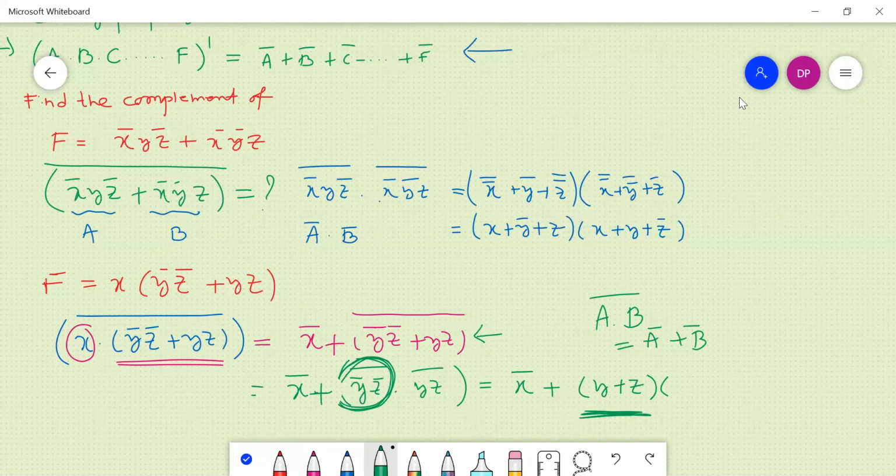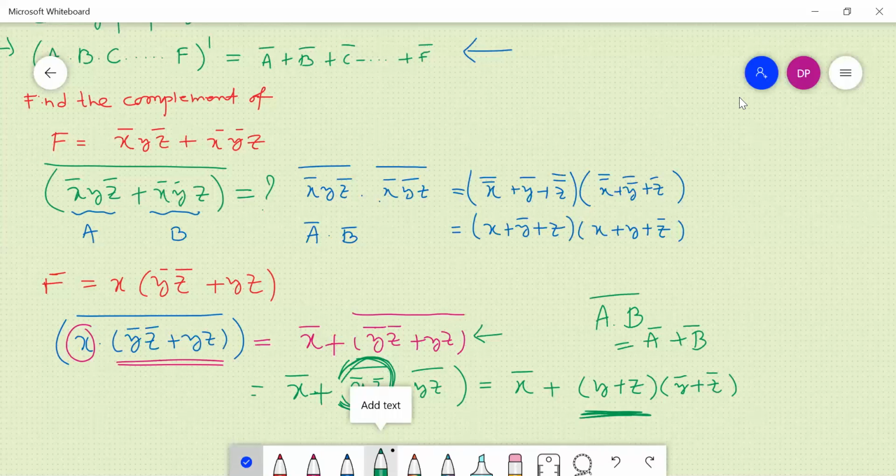Now Y bar Z bar whole bar can be written as Y bar plus Z bar. AB whole bar can be written as what? A bar plus B bar, sir. So this will be Y bar bar plus Z bar bar. So Y plus Z, right? Sir, Y plus Z. So what will be the other one? Y plus Z all bar, not Y whole bar bar. Y bar plus Z bar, Z bar, sir.